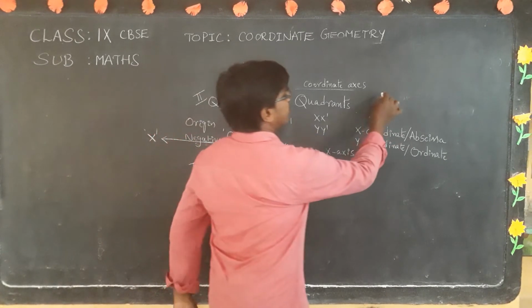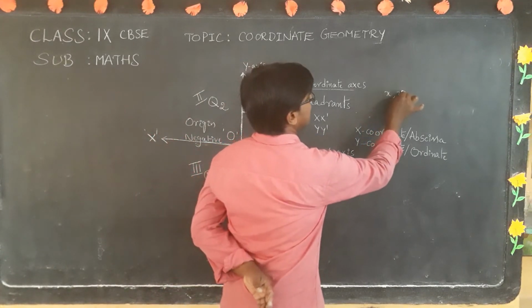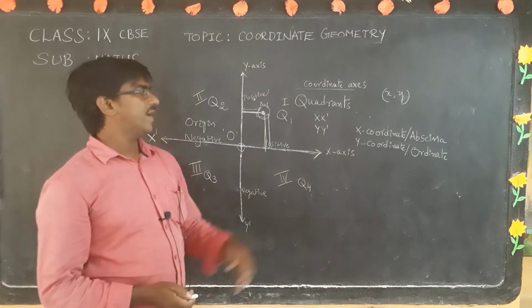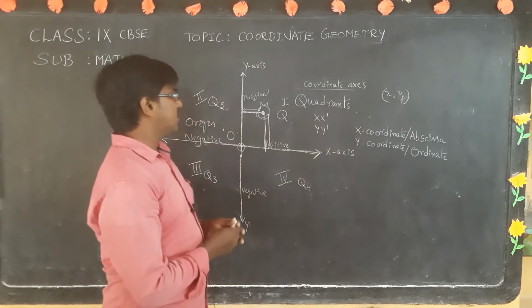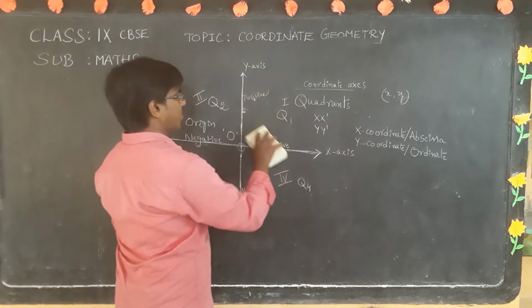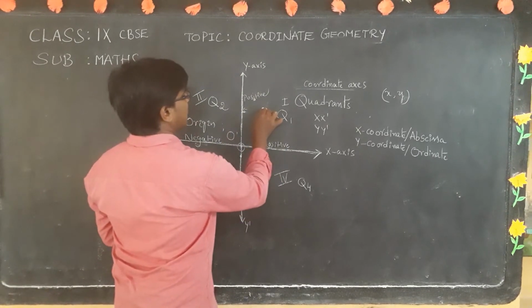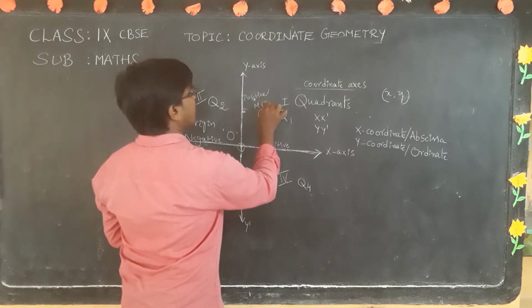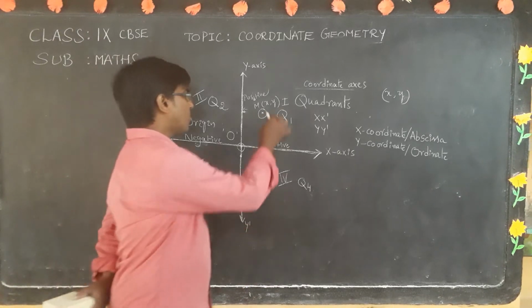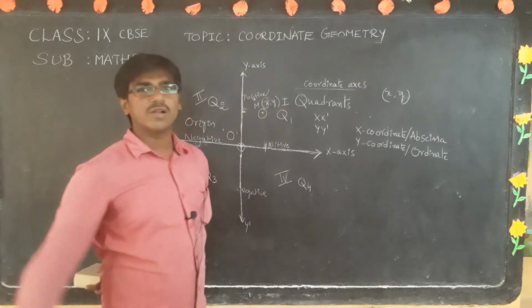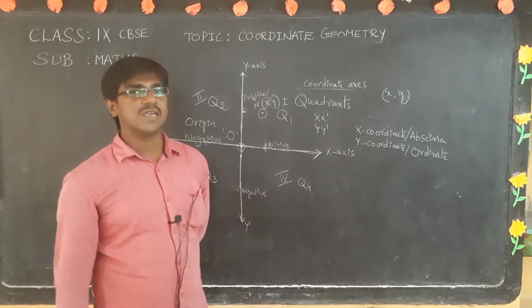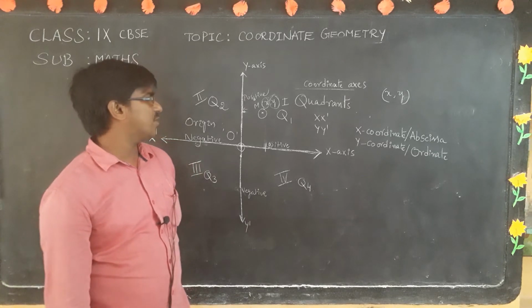We represent the position of a point in a plane using ordered pairs. If we take the variables x comma y, the ordered pair is (x, y). If we take that point M in the plane, its position from the x-axis and y-axis is M of (x, y). Now, what is the sign of the x coordinate and the y coordinate?